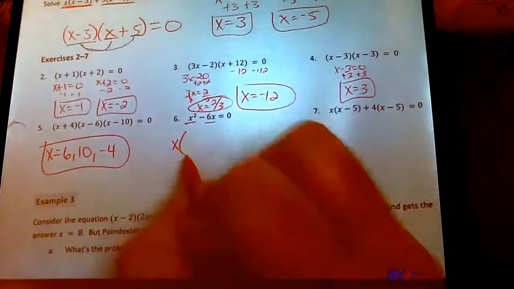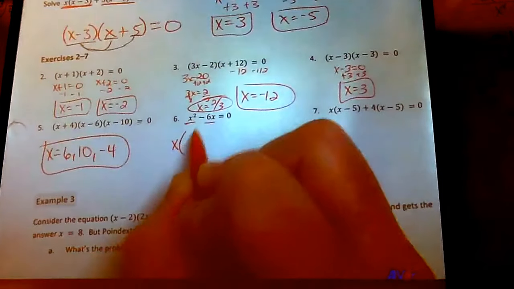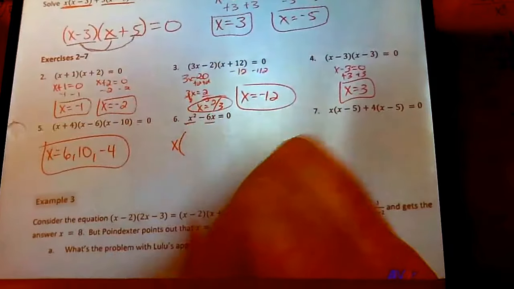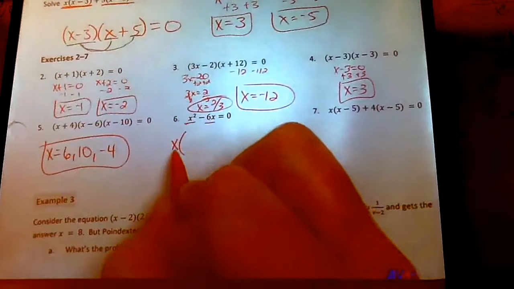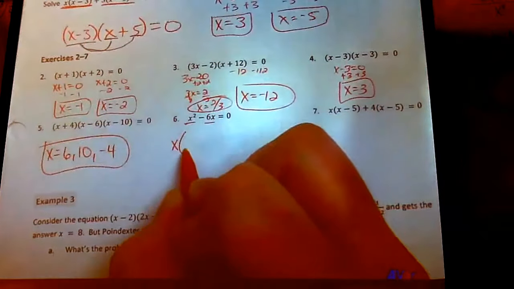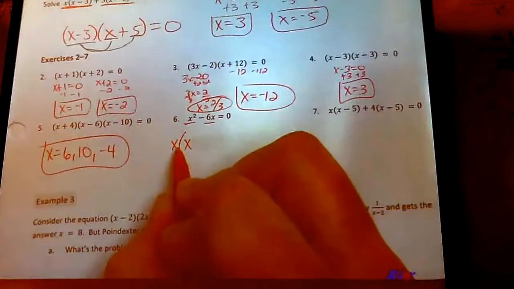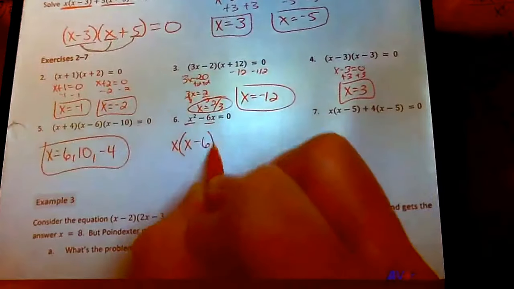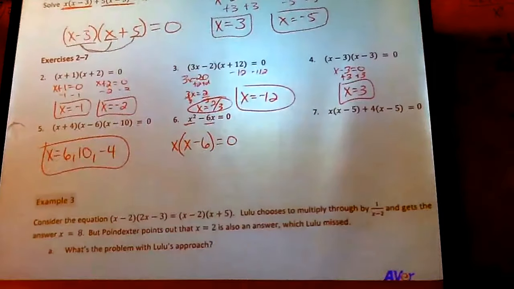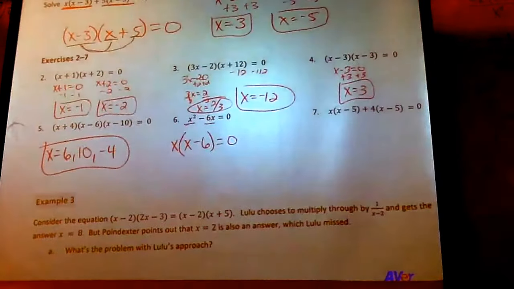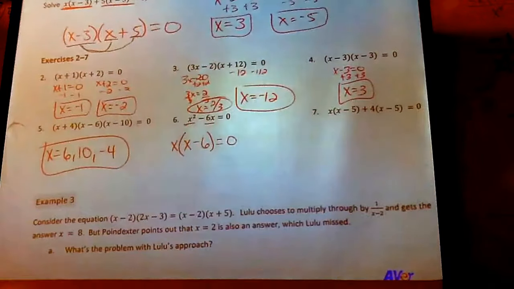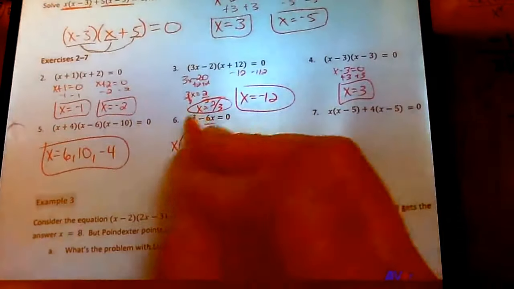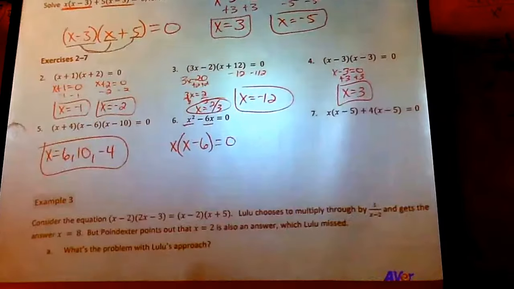Then you put a parentheses, and you figure out x times what gives me these two things. So x times what gives you x squared? X. And x times what gives you negative 6x? Negative 6. That wasn't so bad, was it? And if you're not sure if you're right, multiply, do distributive property. You should get that. It's just like reverse distributive property.